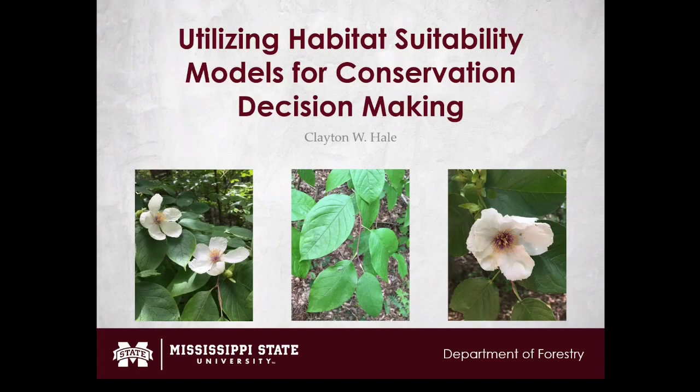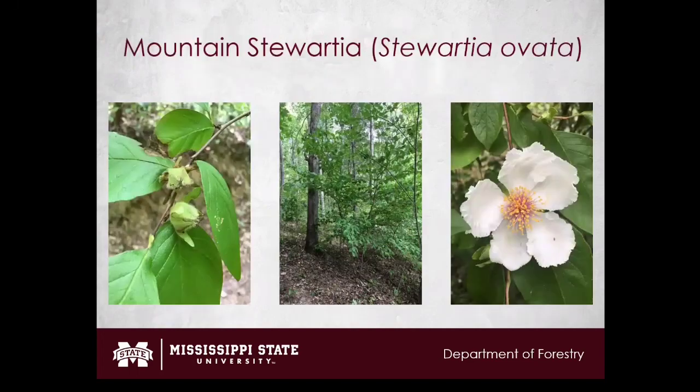So to get off this first example, let me put it this way. What I'm going to do is go through one full example of what habitat suitability models are, how they're built, and then how they're applied, and I'm going to use this species, mountain Stewartia. But then I'm going to show you a couple other examples that I've been working on and that are in review right now as well. So to get started, I'll give you a little background on the species that I'll be talking about.